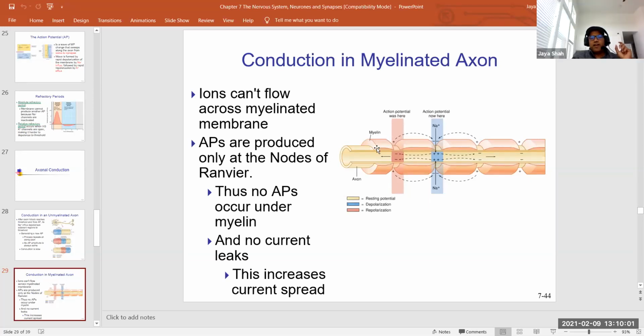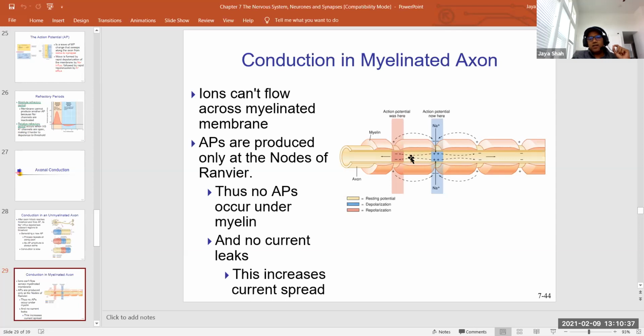So myelin is fat. That means this is a bad conductor of ion flow. So wherever myelin is covering, sodium and potassium cannot get in and out. So what happens? Once you give a stimulus to the resting membrane here, they produce an action potential in the gap, and then the ions just flow from here all the way to the gap. And then again, sodium and potassium get in and out. So basically, ions are like jumping.